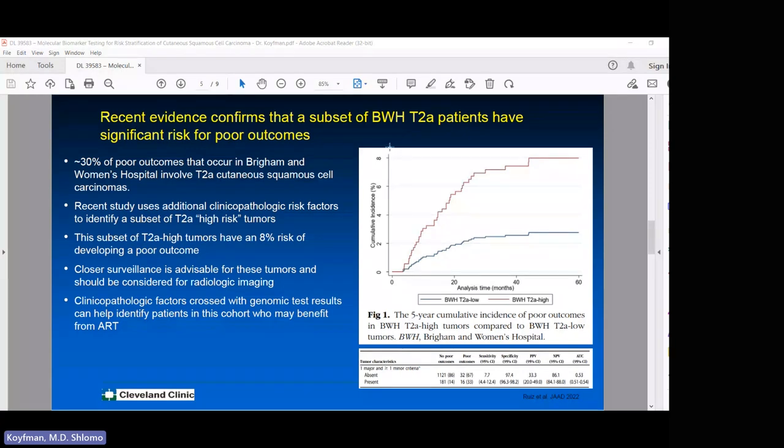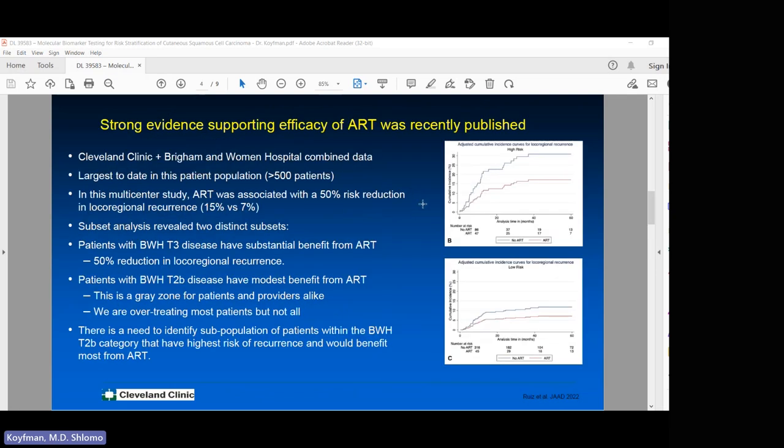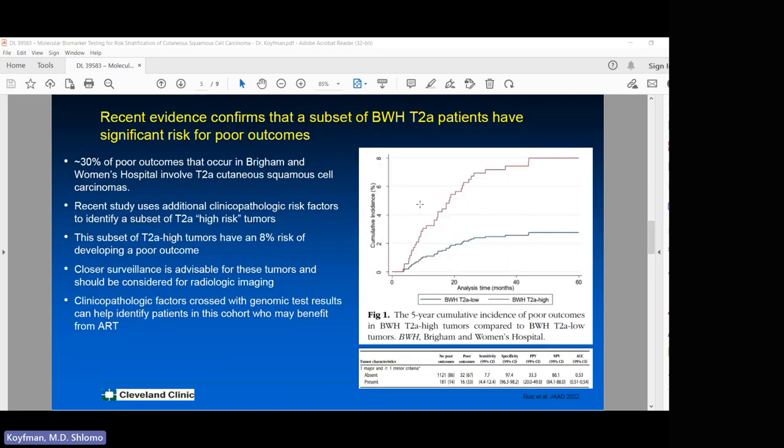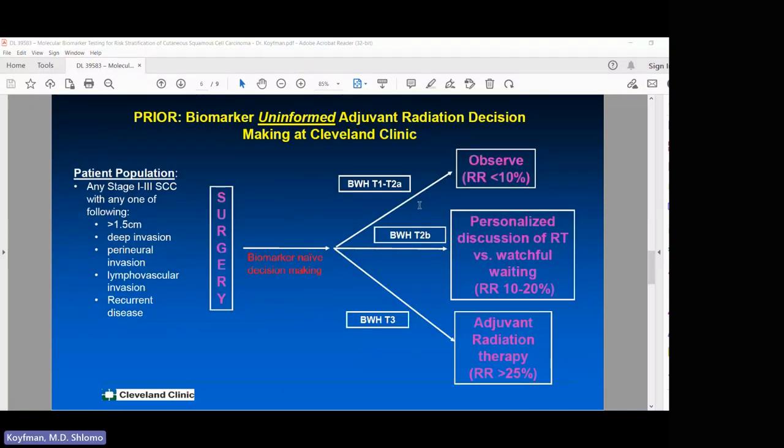What we found was that if you're Brigham T2A high, your risk all of a sudden climbs to 8%. And if you have none of those features, you're down to 2%. So this Brigham T2A high patient is a patient that currently gets referred to me. I see them in my practice, and I have a very honest conversation about the limitations of what we know in the clinical pathologic sphere. We know that adjuvant radiation is going to reduce the risk by about 50%. This study shows that, and it's in line with every other study we know and most other epithelial tumors. But understanding the risk of the patients is really hard.